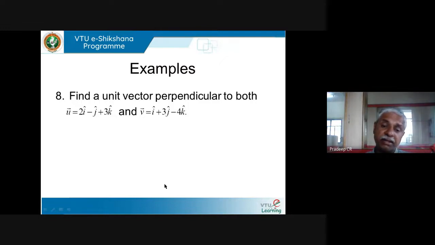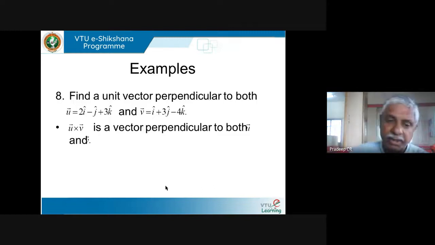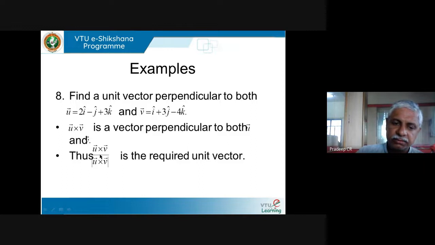This is another very standard kind of question in the exam, and also it's important for engineering. Find a unit vector perpendicular to both these two vectors. So I'm given two vectors, asked to find a unit vector perpendicular to them. Obviously, I'll just go about finding u cross v, because that is a vector perpendicular to both u and v. u cross v is a vector perpendicular to both u and v. So let's find that. So u cross v by mod u cross v is the required unit vector.